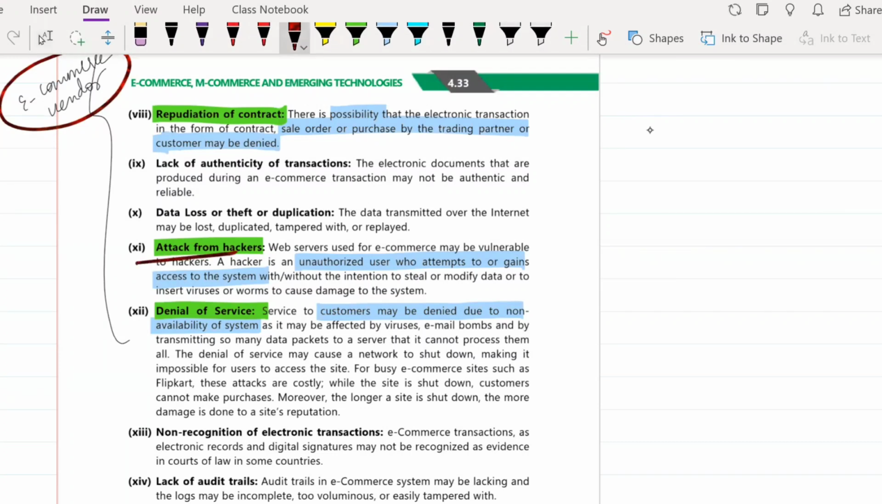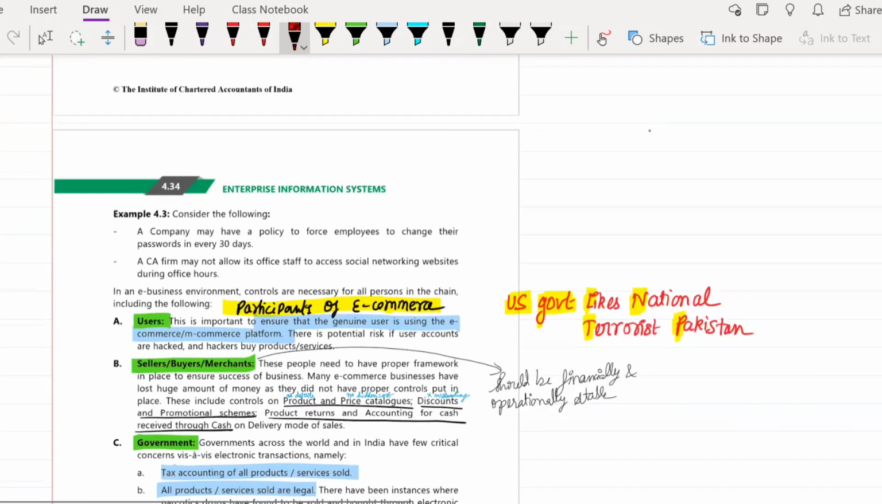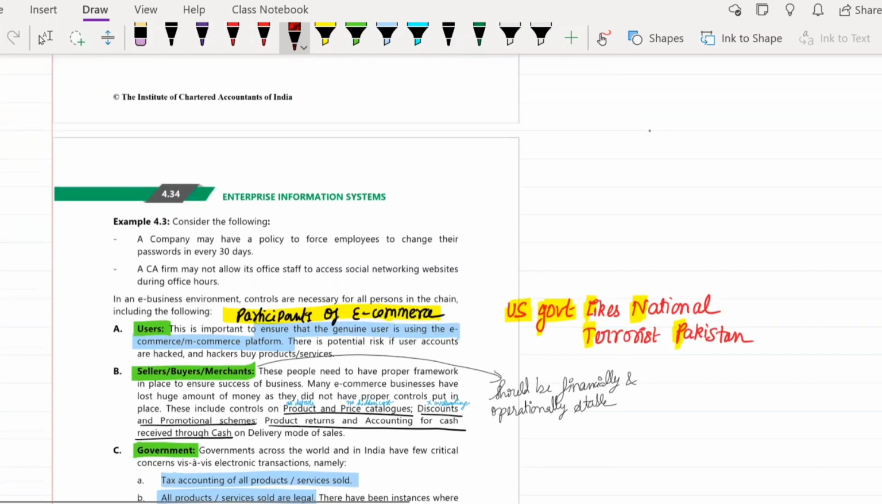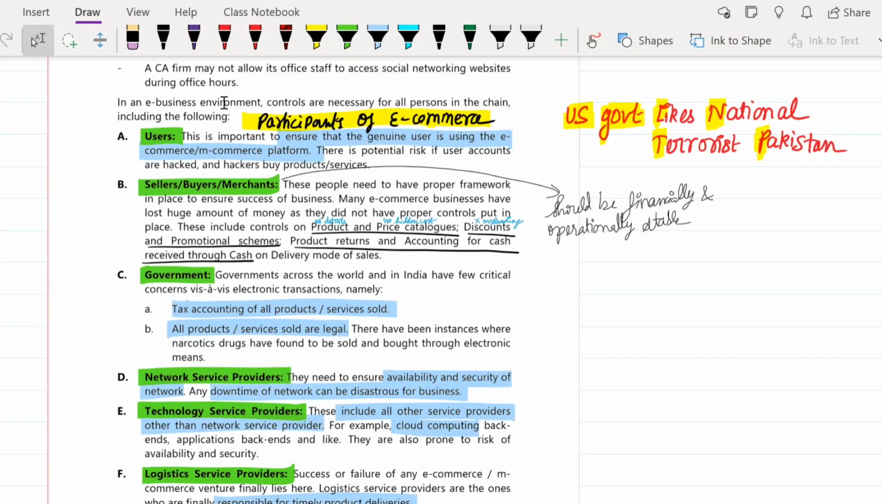Next is attack from hackers. Hackers can hack into the system and create confusion there. Finally, denial of service. If the system or the e-commerce website is not working for some time, or is on downtime, then customers might be denied, and they cannot place an order or access the website right now. So these are the risks in the e-commerce business environment. So now we have shared what the risks in the e-commerce business environment are.